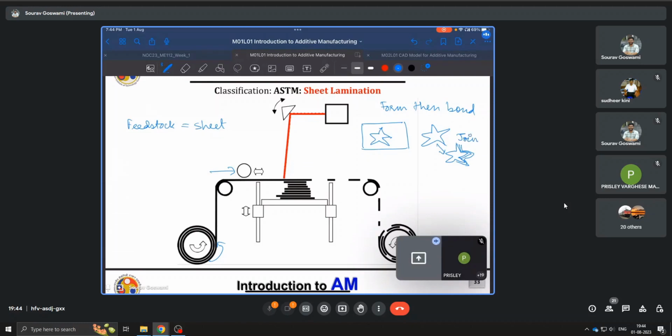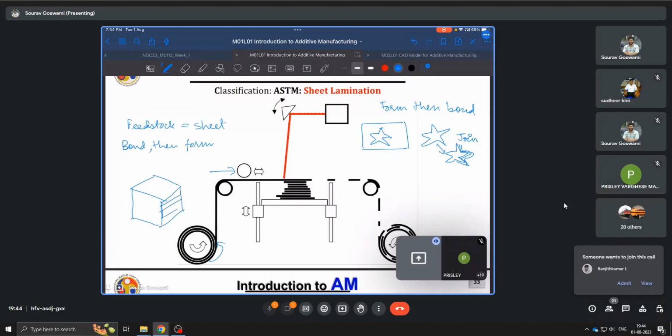The other strategy, which is called bond then form, is where you're first stacking up these sheets. So you have many of them, and then together you start to make out your shape, maybe with some abrasive cutting, maybe with mechanical cutting, whatever means. You machine this through all the layers, and then you end up with your finished part.